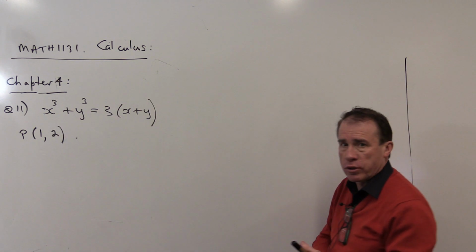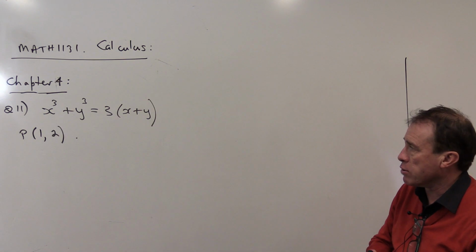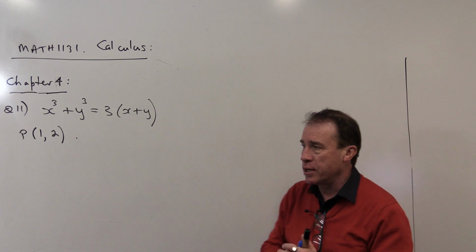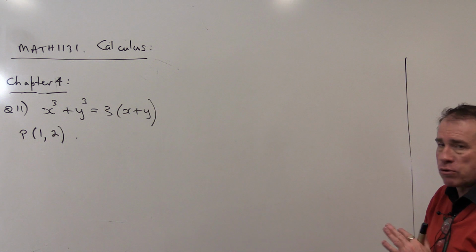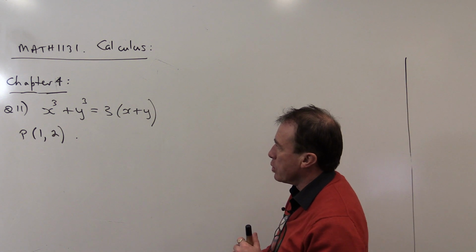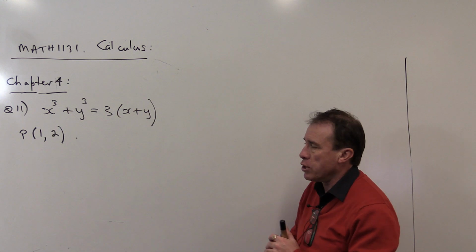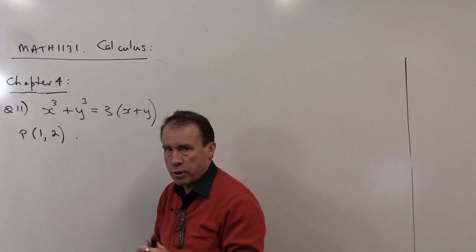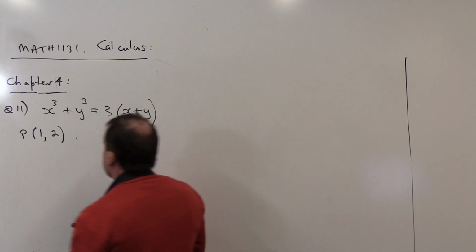Now it's hard to draw this curve, we wouldn't expect you to be able to draw it. If you're playing with Maple, you might like to get Maple to draw this. It's actually a very interesting curve, but I won't draw it here. I'll leave you to play with Maple and get a picture of it. All we want to do is find the equation of the tangent to the curve at the point 1, 2. So we want the equation of the tangent.